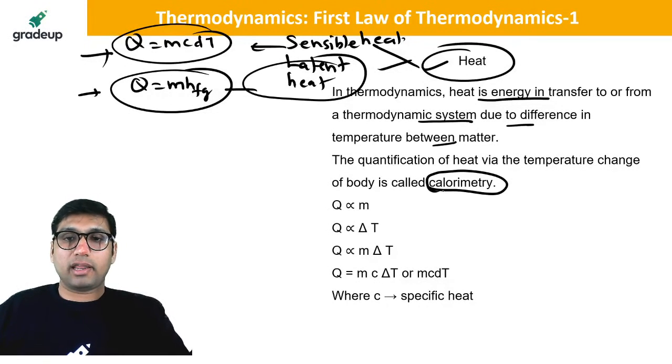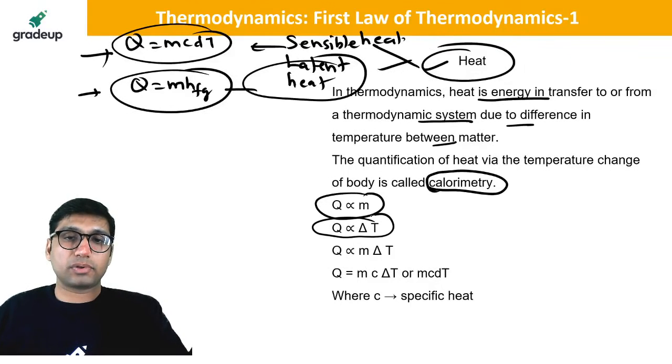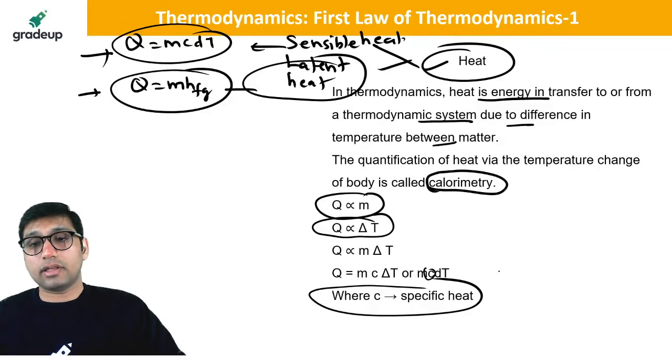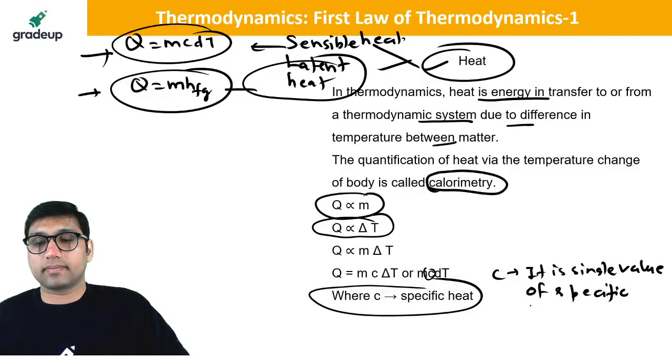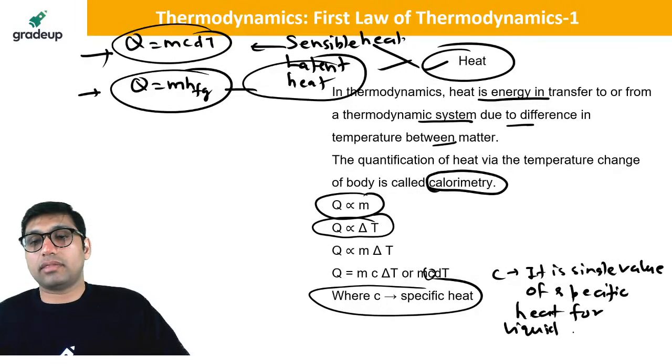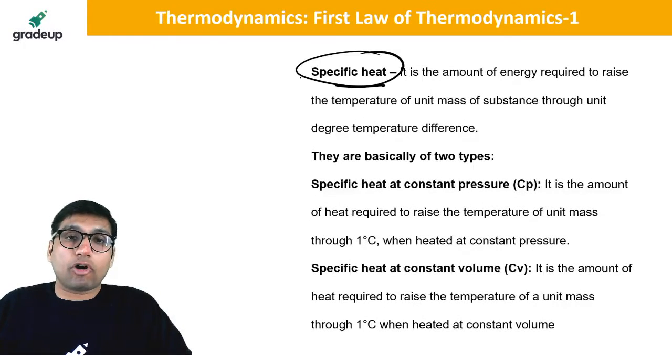According to calorimetry, heat transfer is directly proportional to mass and directly proportional to temperature difference, and you get a constant which is called specific heat. Now for liquid and solid, the specific heat is single. But for gases, the specific heat is different. It is of two types.